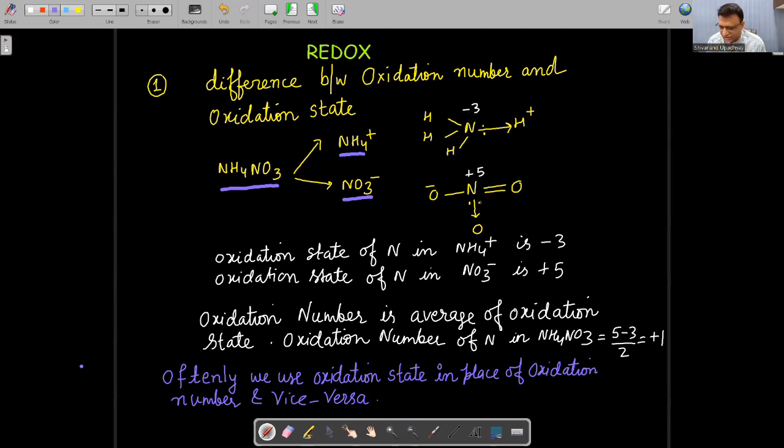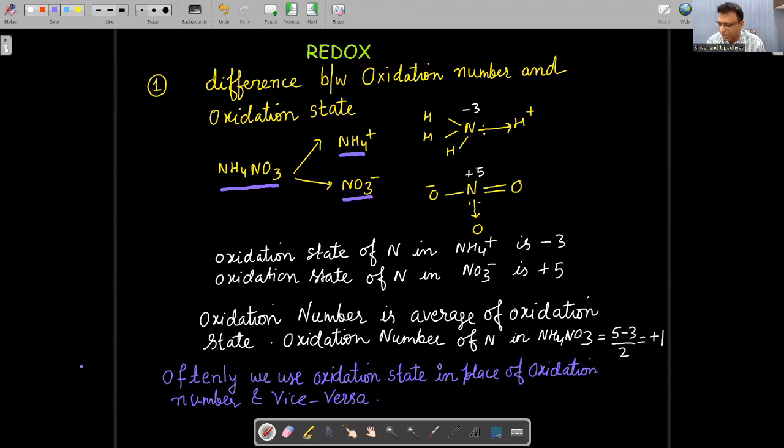Same way, this is the structure of nitrate ion. In this structure, nitrogen is bonded with 3 oxygen atoms and oxygen is more electronegative than nitrogen. So on breaking of this covalent coordinate bond, the 2 electrons shared by the nitrogen atom are all taken by this oxygen atom. Because of that, 2 positive charge is developed. So the total charge developed on this nitrogen atom will be 5.